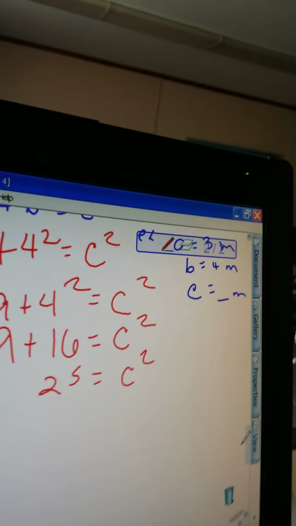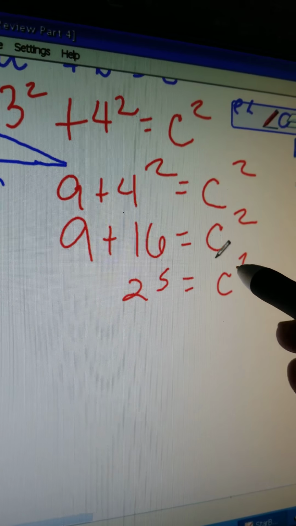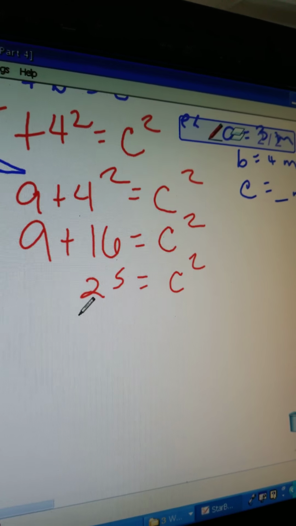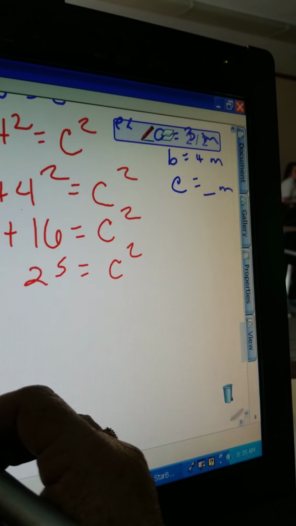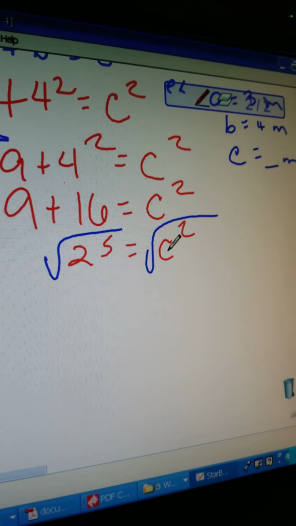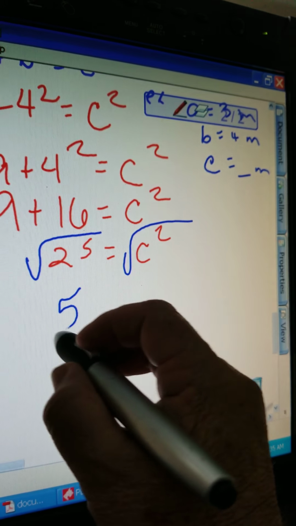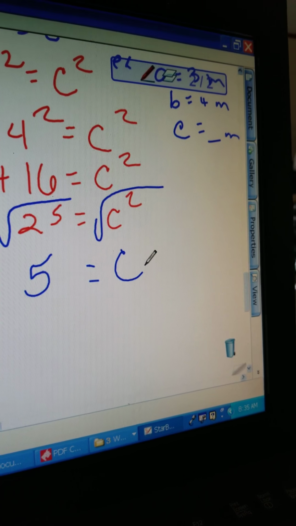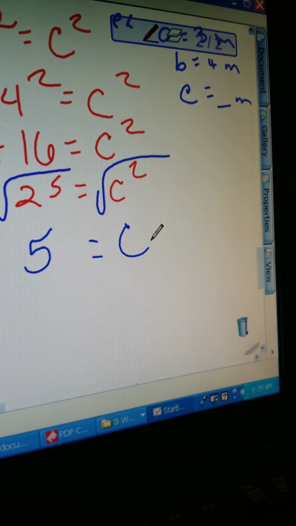Now, we talked a little bit about square roots. What number times what number gives you 25? What number times itself? Yes. So what we're really doing, and like I said, is taking the square root. It kind of looks like a division sign. And what is the square root of 25? That means what number times what number equals 25? 5. What number times what number equals c squared? C, because c times c would be c to the second power.